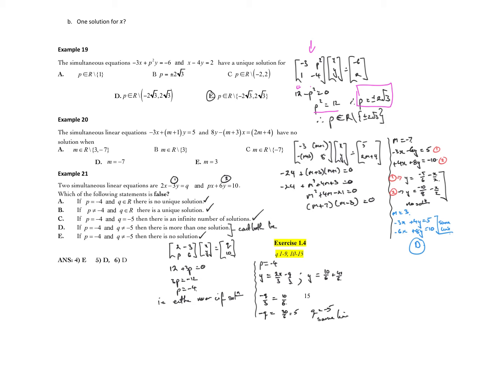Okay, so for any other P value, I will get a unique solution. That simply means P can be any value except plus or minus 2 root 3, which is E. All right, question 20, very similar.